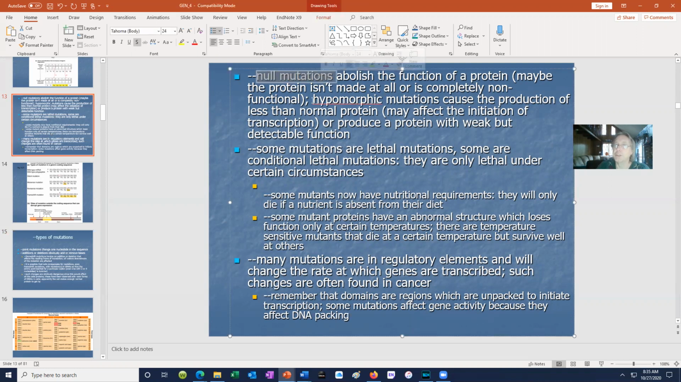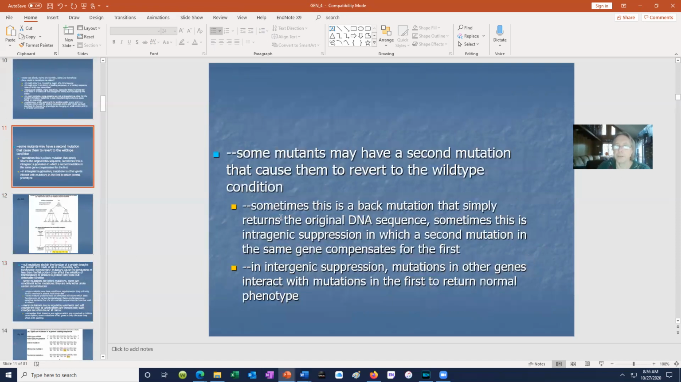Sometimes a protein is made, but just less of it. And so that could be a hypomorphic mutation. Some mutations are lethal, so it could be called a lethal mutation. Some are called conditional lethal mutations. There are experimental organisms where the bacteria live, but if you raise the temperature, then they die because it's a temperature sensitive mutation. Or they need certain nutrients. So as long as you give them arginine, they're alive. But without arginine, they die. And so those are types of mutations.